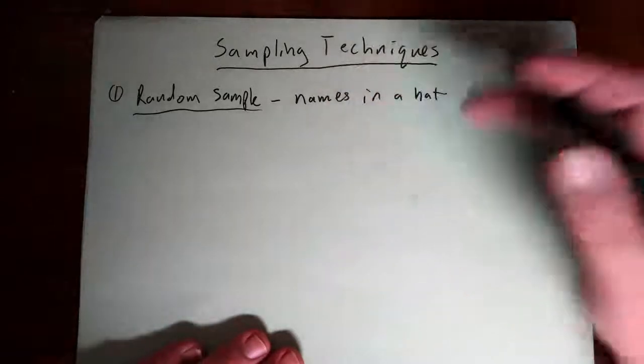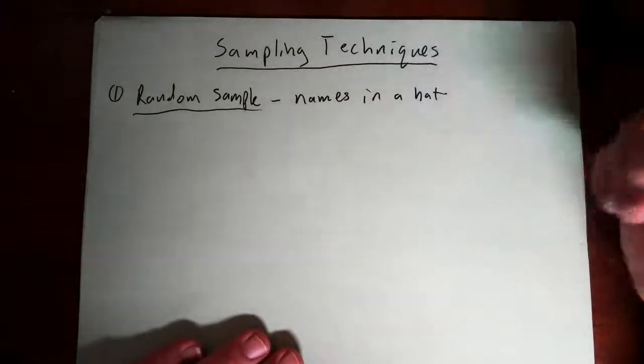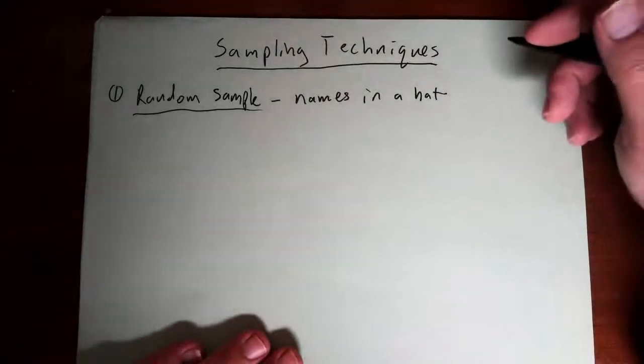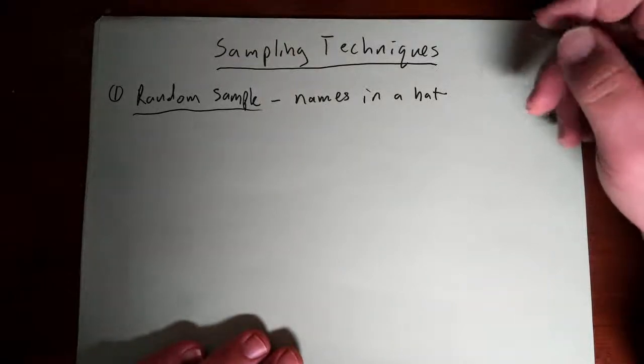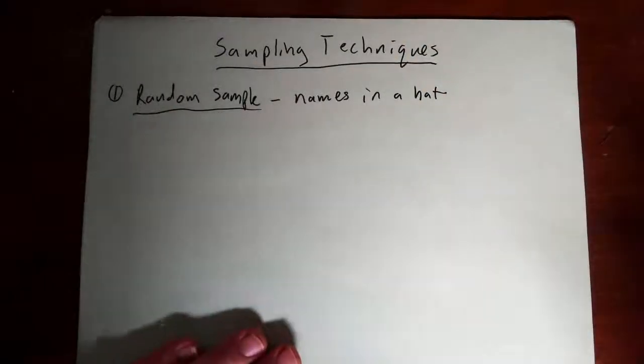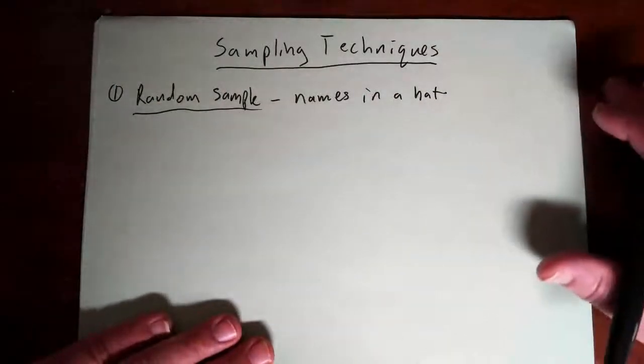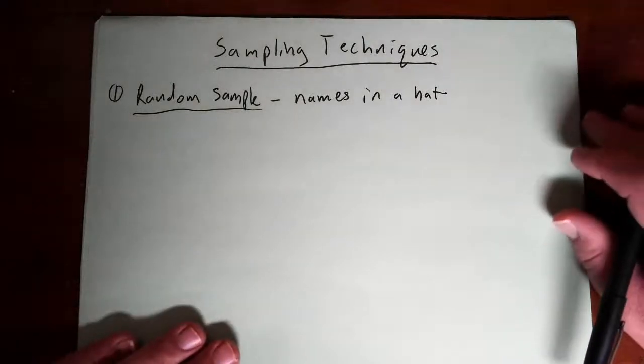Now, it doesn't always have to be names in a hat. You might use a computer database, and a computer database can randomly sample observations out of the database. But the idea is they're just kind of all there together, and each one of those has the same chance of being selected as each other one. Okay?